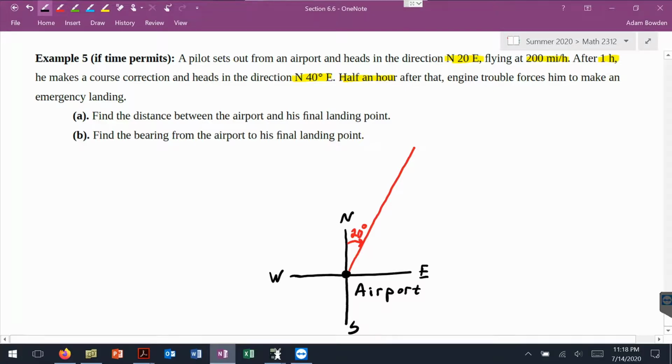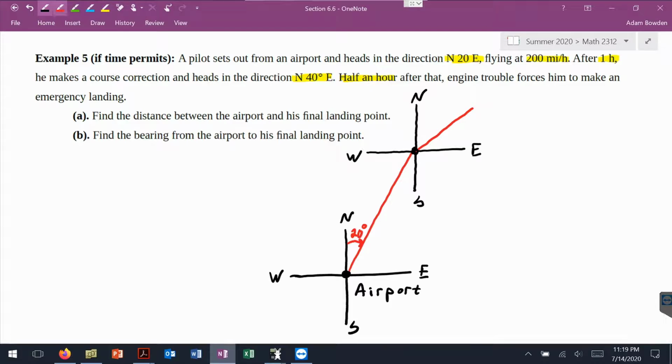Okay, and then after some time, about out here, let's say, he makes a course correction and starts traveling north 40 degrees east. So he's traveling at a slightly different angle from north than he was before. Okay, so now the angle over from north is at 40 degrees.